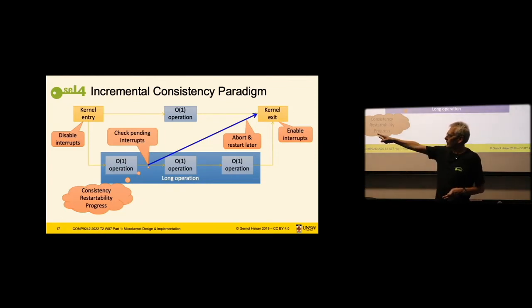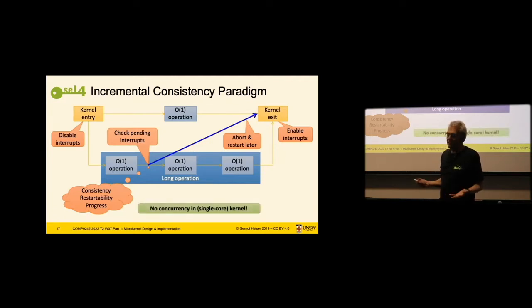So that's the core property here at the time where we check for pending interrupts. We are in a consistent and restartable kernel state, so we can just back out. And the advantage is, yes, our kernel is still concurrency free. Turns out this is a natural match for an event kernel here. Any questions up to this point?